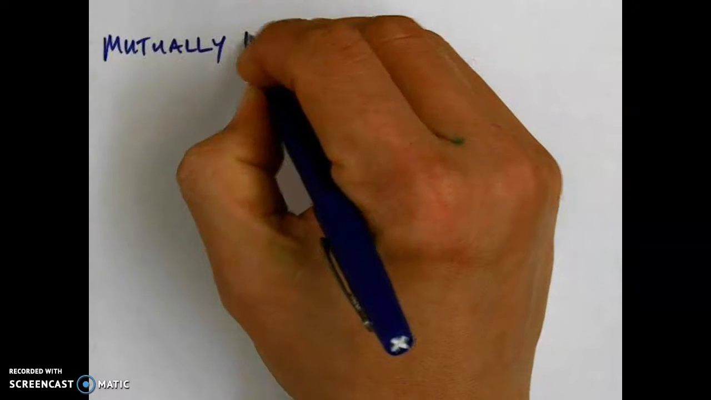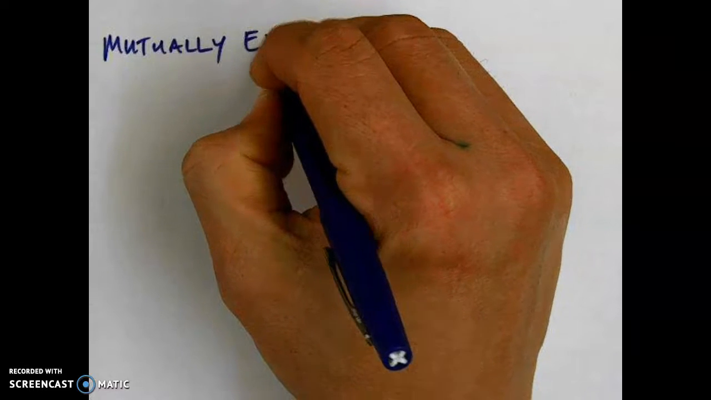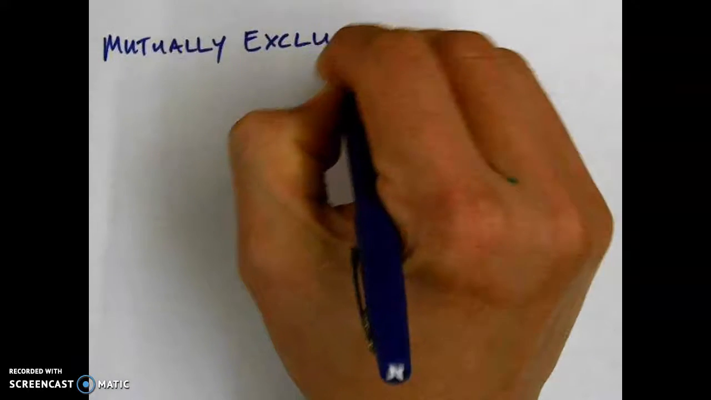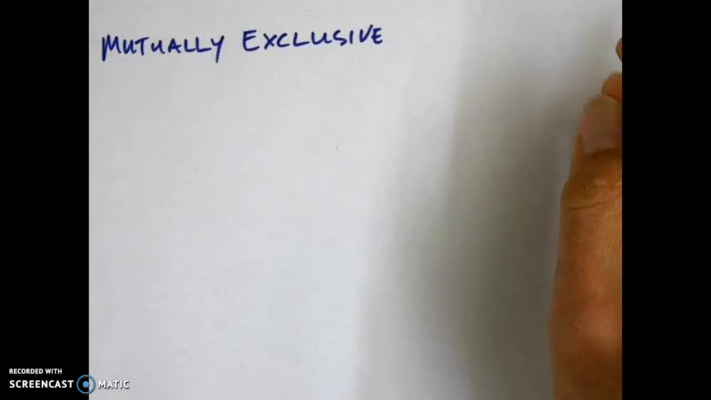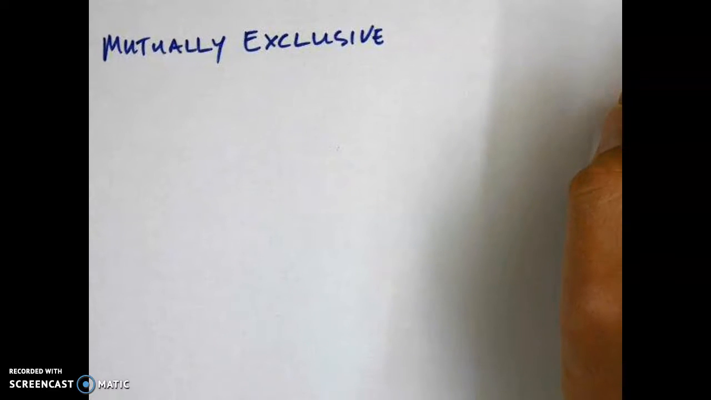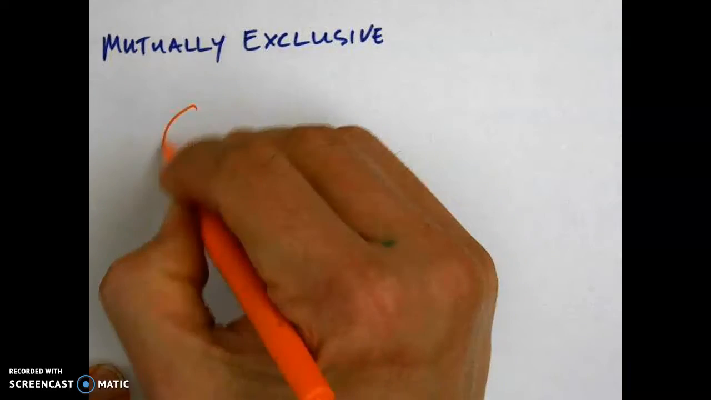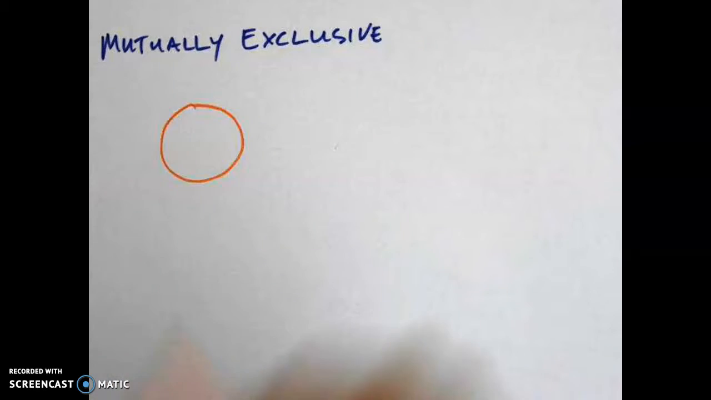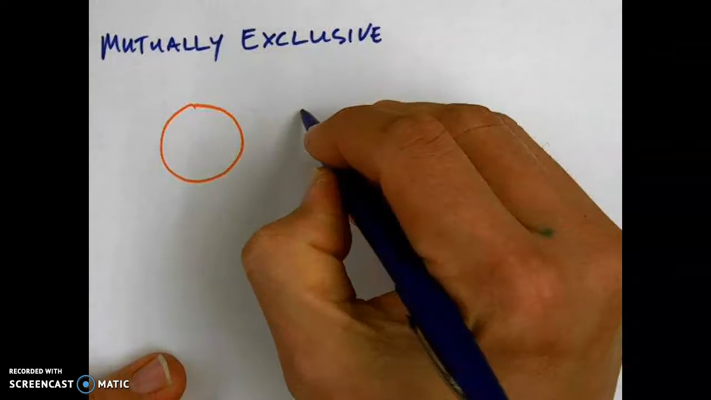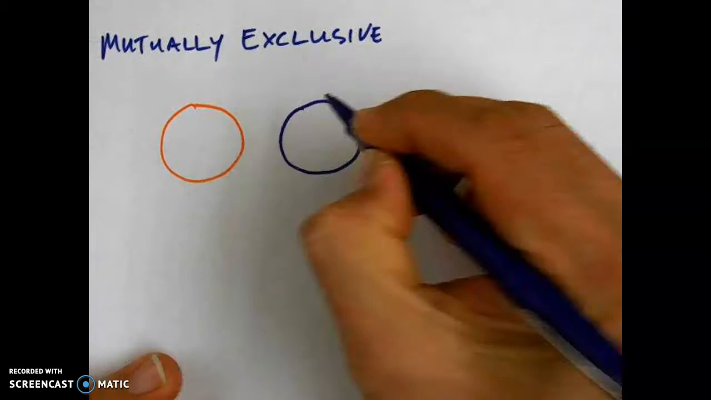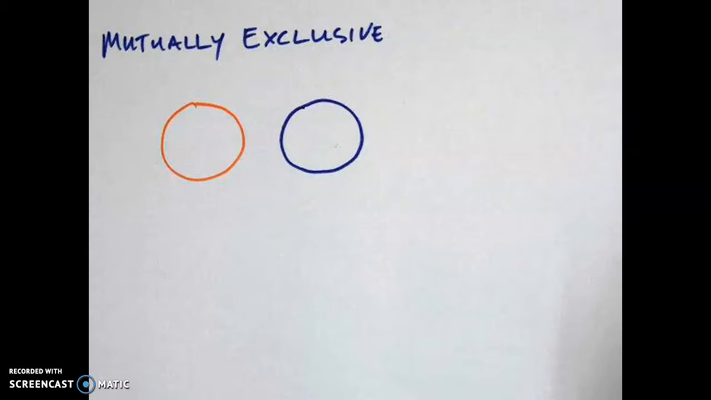Okay, so today we're going to be talking about mutually exclusive and not mutually exclusive. I'm going to give you an example here. Remember when we talked about the Venn diagram? And the Venn diagram overlapped? Well, mutually exclusive means that there is no overlap.